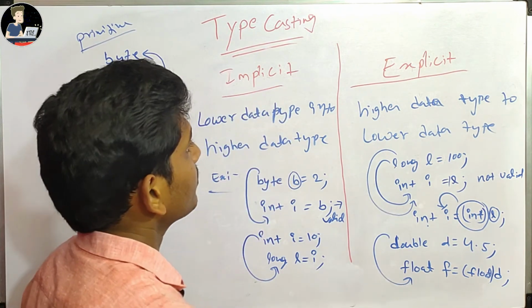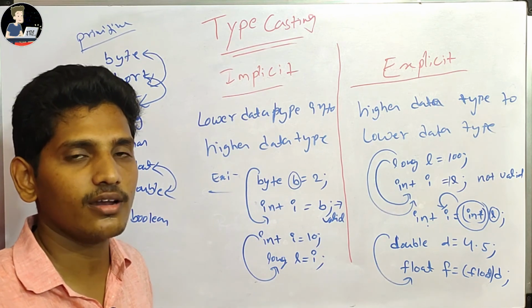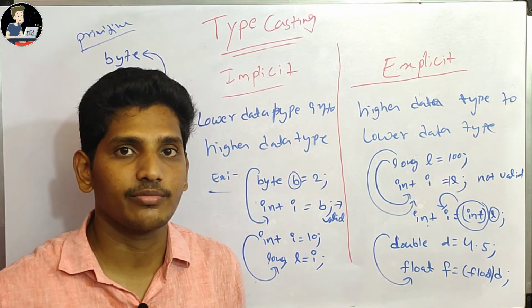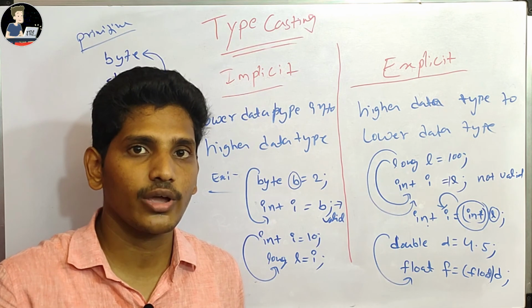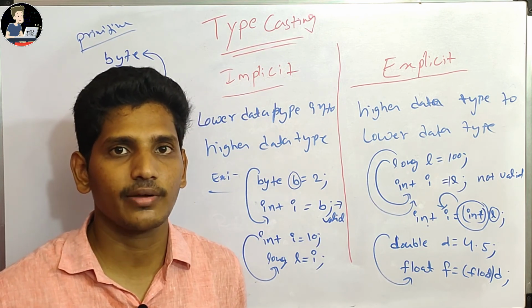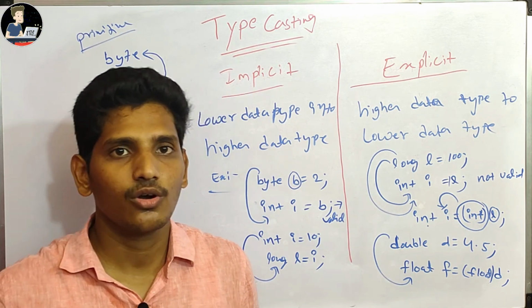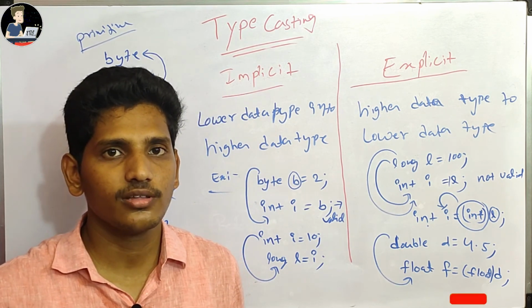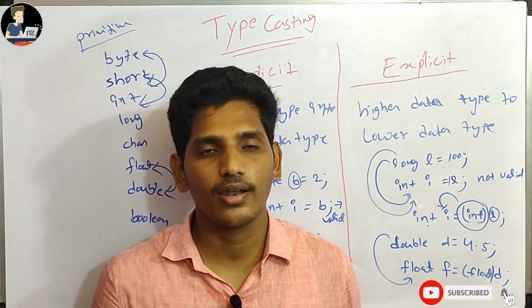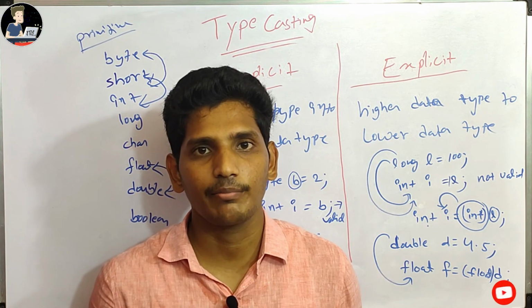Like this we perform implicit and explicit typecasting based on the data types we are converting. If we are converting a lower data type to a higher data type, we use implicit typecasting. If we are converting a higher data type to a lower data type, we use explicit typecasting. Like this we perform typecasting by using implicit and explicit typecasting methods.